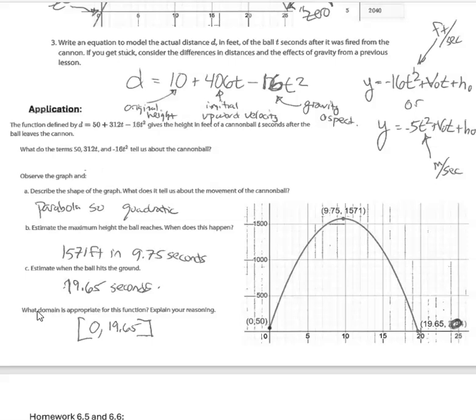The other thing was, it says when does it hit the ground? While you will have two zeros, if you just followed the path, it would bring you into the negatives, and that one would make no sense. So we only used the positive one, which was 19.65.